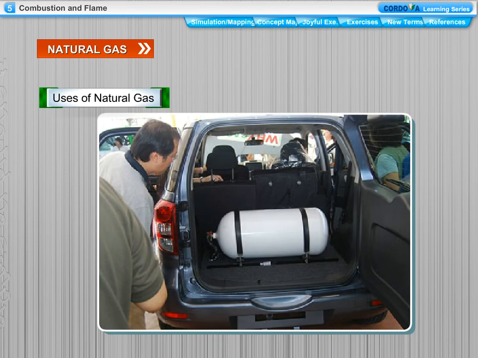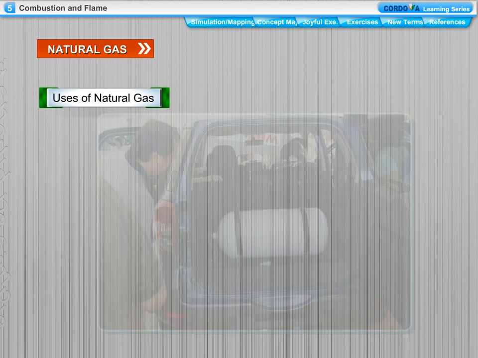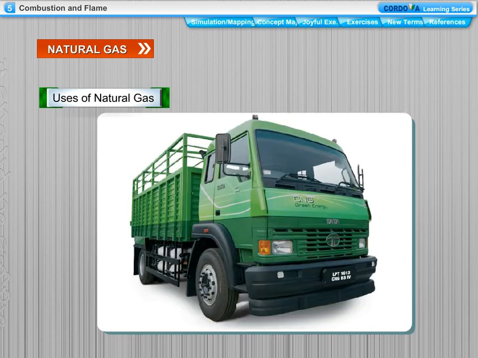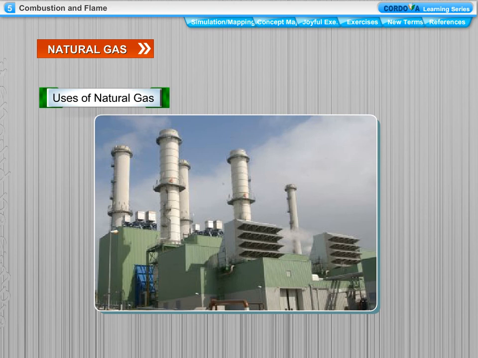Uses of natural gas. Natural gas is stored under high pressure as compressed natural gas, CNG. CNG is used as a fuel in motor cars, buses, trucks because it is less polluting. CNG is also used for power generation.